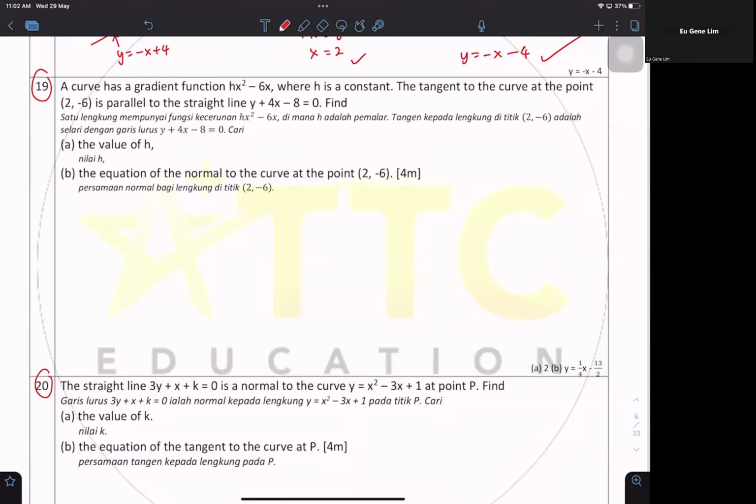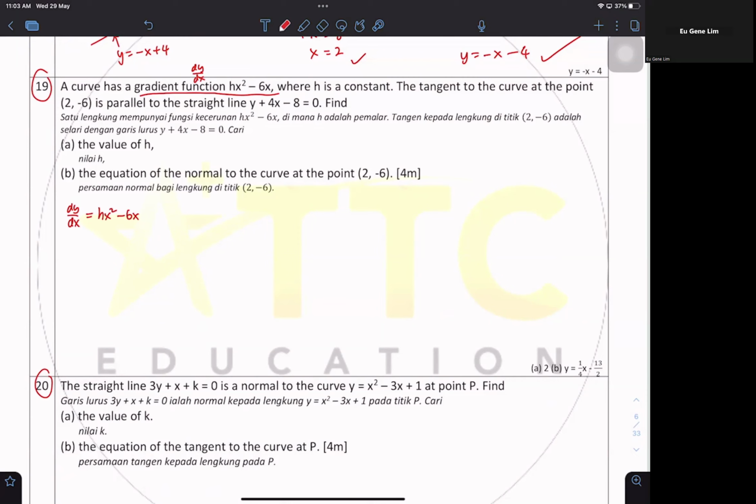Okay, question number 19. A curve has a gradient function. What is a gradient function? Remember, gradient function is dy/dx. So you write down dy/dx equals hx squared minus 6x.